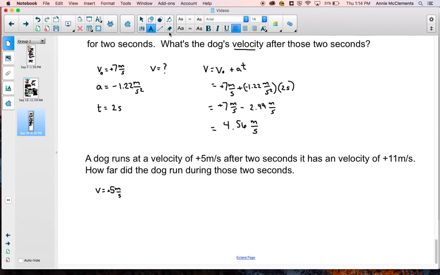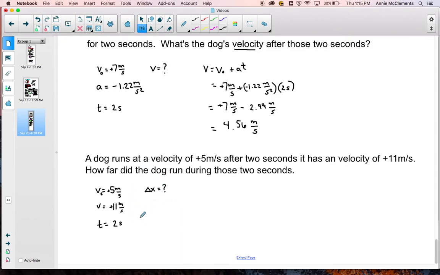Okay, so we can see that we start with a velocity of 5 meters per second and we end with a velocity of 11 meters per second. So I now know that this is my initial velocity and 11 meters per second is my final velocity. We're given time. We're told that the time is 2 seconds. And we want to know how far the dog ran, or its change in position. Change in position is what we're looking for here. We're looking for an answer that's in meters.